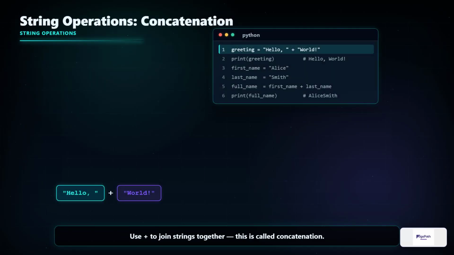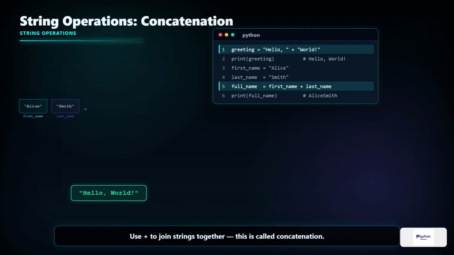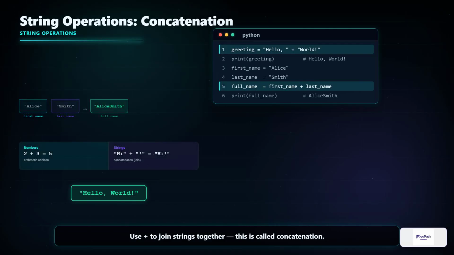Strings have their own operations. The plus operator on strings doesn't add, it concatenates, meaning it joins them end to end. Hello plus world gives hello world. This works with variables too. First name plus last name gives Alice Smith, with no space added.